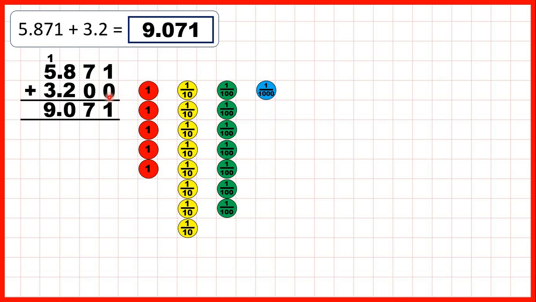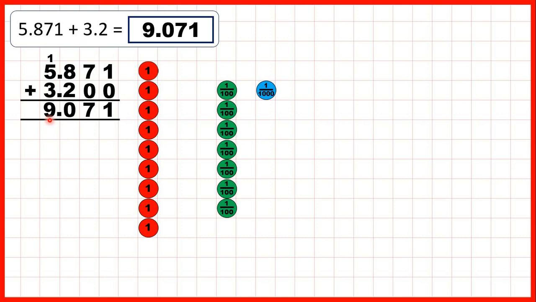Finally, we started with 5.871, so that's 5 ones, 8 tenths, 7 hundredths and 1 thousandth. We weren't adding any thousandths or any hundredths, so the 1 thousandth and 7 hundredths stayed the same in our answer. But then we added 2 tenths, and that meant that we had 10 tenths altogether, so we could exchange them for 1 extra 1. So that meant we had 0 tenths in our answer, and then onto the ones column we had the 1 that we made plus the 5 that we started with plus another 3, so that gave us 9 ones in our answer, 9.071.